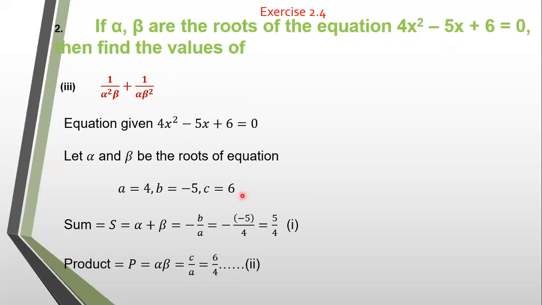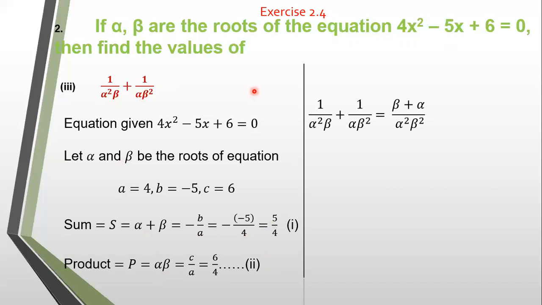Equation number 1 is 5 over 4 and equation number 2 is 6 over 4. These are the values of alpha plus beta and alpha into beta. Now, 1 over alpha square beta plus 1 over alpha beta square can be written as alpha plus beta over alpha square beta square by taking LCM, and that is alpha plus beta over alpha beta whole square.